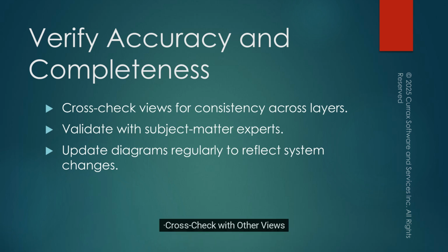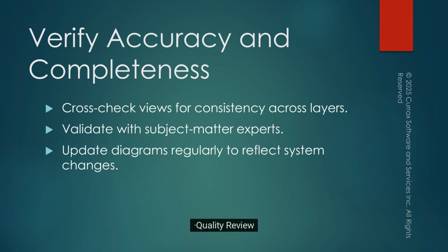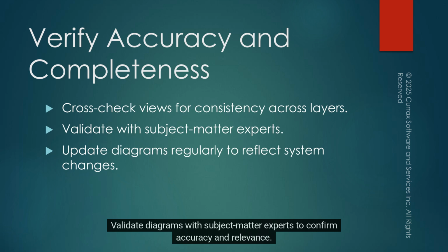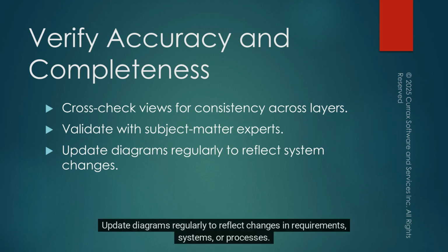Cross-check with other views. Ensure consistency across layers. For example, business roles in the business layer should align with roles in the motivation or application layer. Quality review. Validate diagrams with subject matter experts to confirm accuracy and relevance. Evolve diagrams over time. Update diagrams regularly to reflect changes in requirements, systems, or processes.